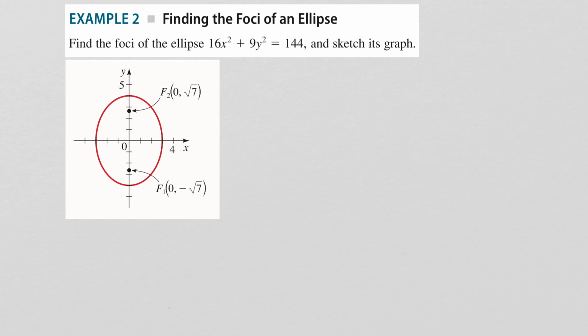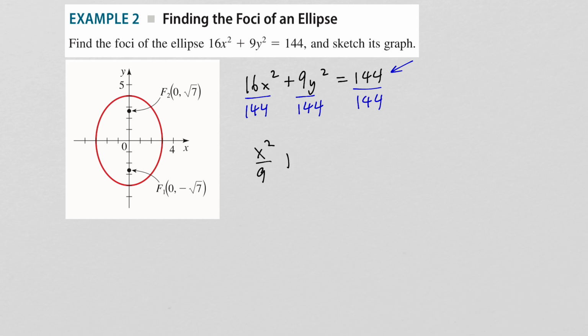So here we have an ellipse in the other direction, so it is oblong in the y-axis direction. And here we just want to find the foci and then sketch the graph. So the first thing we need to do is write this equation in the format that it needs to be in. So we are supposed to have a 1 on the other side, so we're going to divide both sides by 144. Now 16 goes into 144 9 times. Therefore, 9 goes into 144 16 times. And this turns out to be x squared over 3 squared plus y squared over 4 squared is equal to 1.